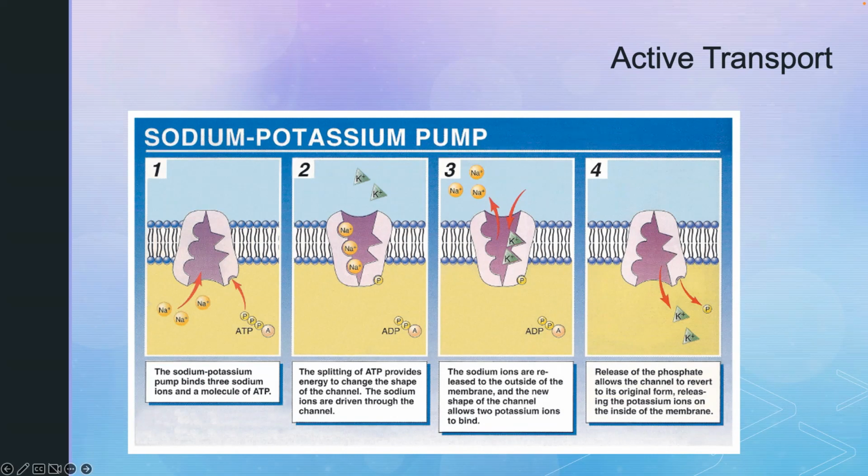Once those sodium ions are released to the outside of the membrane, you have a new shape of the channel. And that new shape is what allows potassium ions to bind. Once you have the release of the phosphate from that initial ATP, the channel can then revert to its original form. It'll release the potassium ions inside the membrane and the process can begin again.